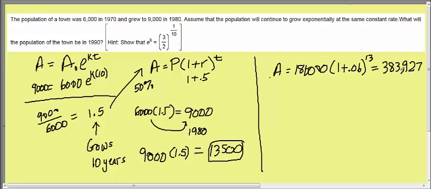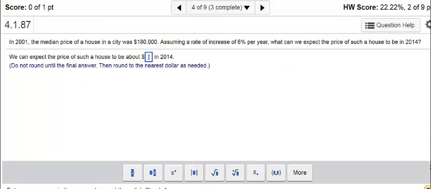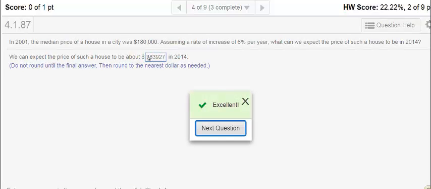383,927. So let's see how that holds up as far as our answer goes. And it's just to the nearest dollar. Seems like a lot of growth, but so be it. I guess I'm thinking more realistic growth. Like that doesn't happen. But that's okay. This is just a math problem, right? It's in math books. So yeah, that's what we need to do.